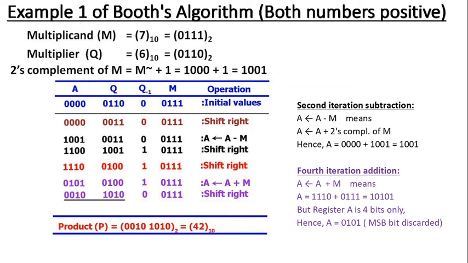Now the next example here. The second example of Booth's algorithm is where one of the numbers is positive and the other number is negative. So ultimately the product will be negative. Let us start here to carry out this particular multiplication example in a step by step manner.